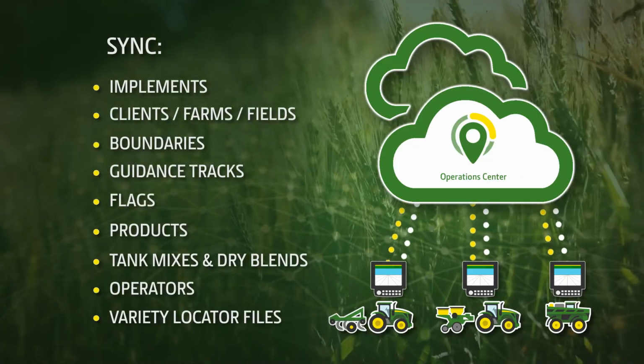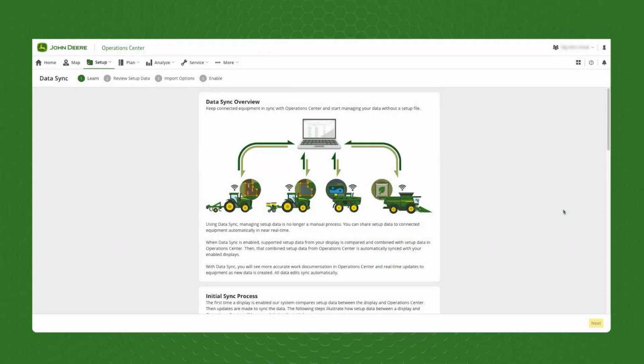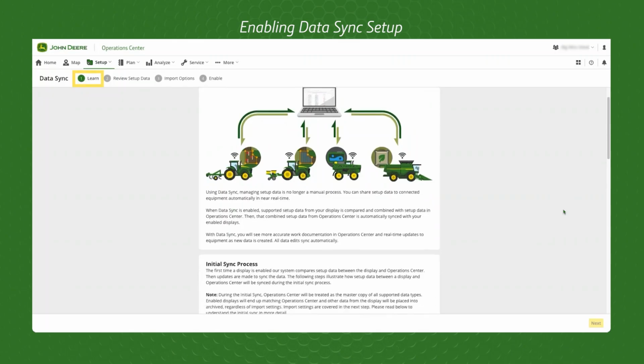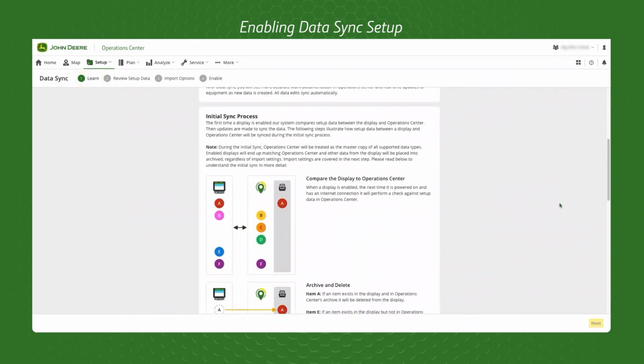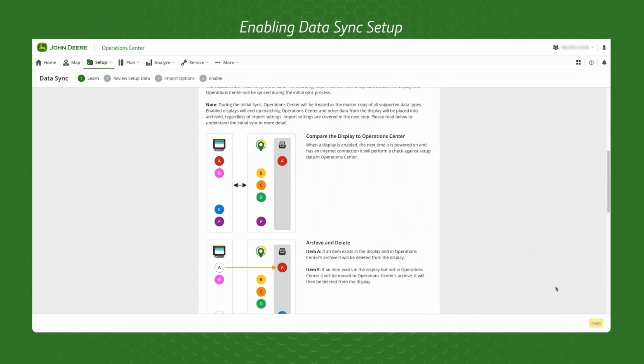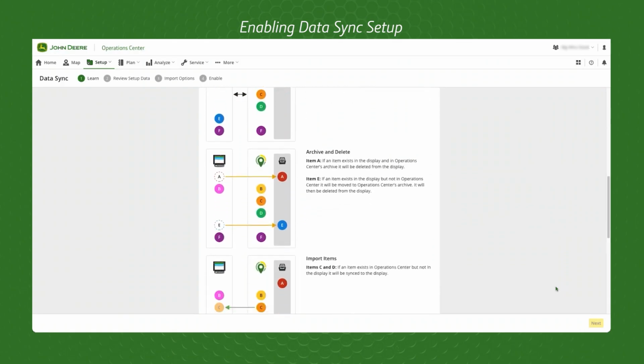Let's talk about Data Sync Setup. Get started by enrolling in Data Sync Setup through Operations Center Web. There are 4 simple steps to establish the settings that you want your automatic syncing to follow. First is Learn. This step walks you through exactly what will take place during initial sync for the displays that you will later choose to enroll.